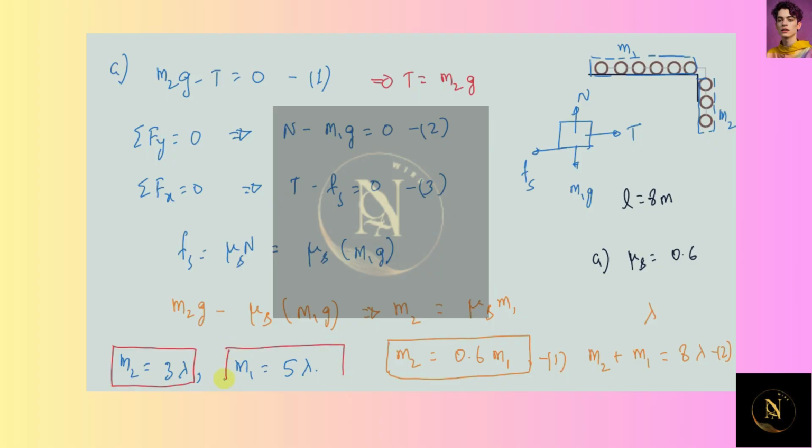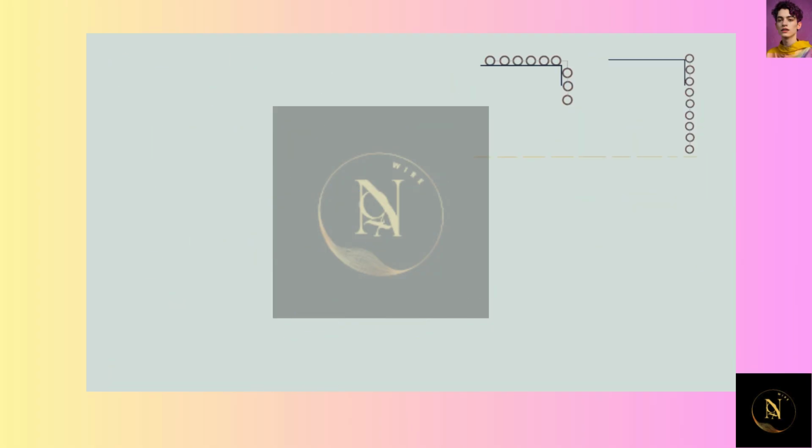Now next I will be solving the B part. In the B part we have to determine the speed of the chain when the last link leaves the table. This is the final position as you can see, and this is the initial position, and the coefficient of kinetic friction mu k we are given as 0.4. Now if you consider this as the final position and this we are taking to be the reference, for the final position the center of mass of the chain would be lying at the middle of this, that is 4 meter from the reference.